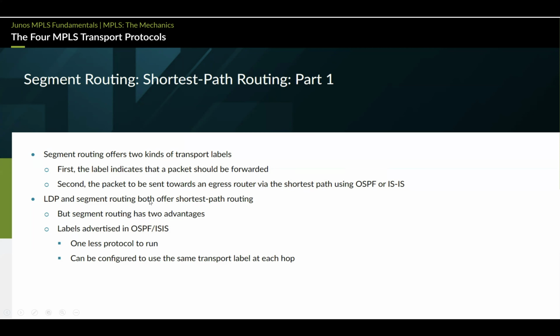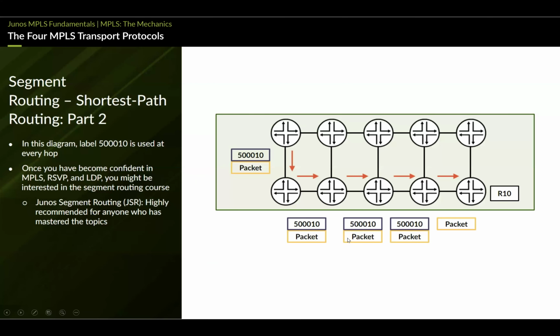LDP and segment routing both offer shortest path routing, but segment routing has two advantages. Labels are advertised in OSPF or ISIS, so there is one less protocol to run, and it can be configured to use the same transport label. So when you enable segment routing under OSPF or ISIS, there is no need to enable or configure LDP or RSVP. So you can say this is the advantage. Segment routing, shortest path routing, part 2.